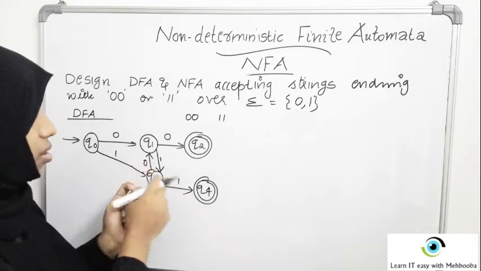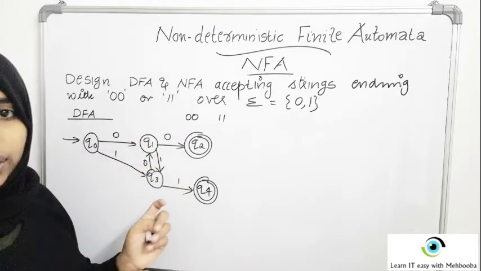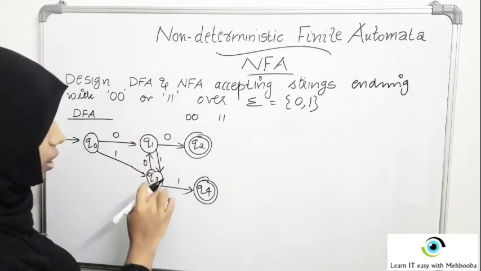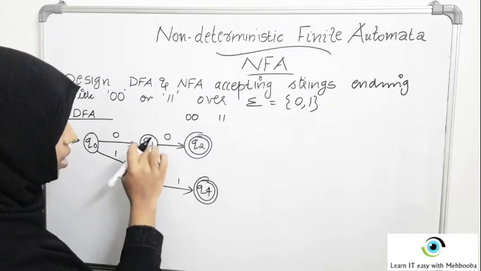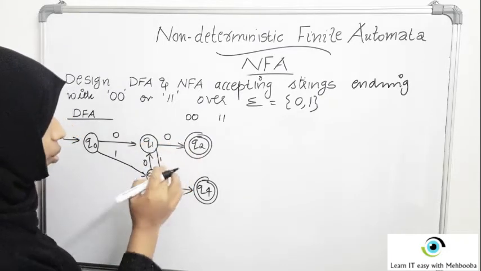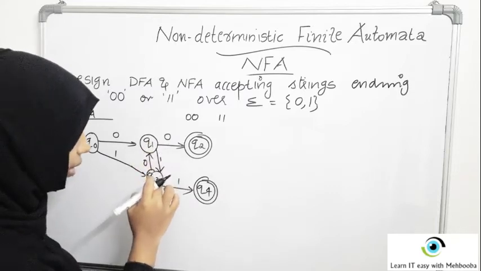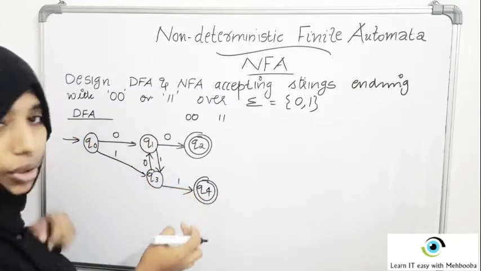The only condition is it should end with 00 or 11. So if at this point you're getting a 0, just come here and wait for another 0. If you're getting a 1 here, come here and wait for another 1, so that you will reach the goal node.